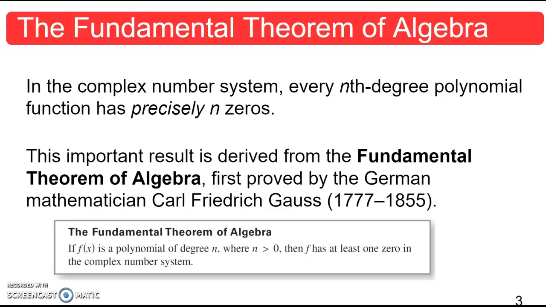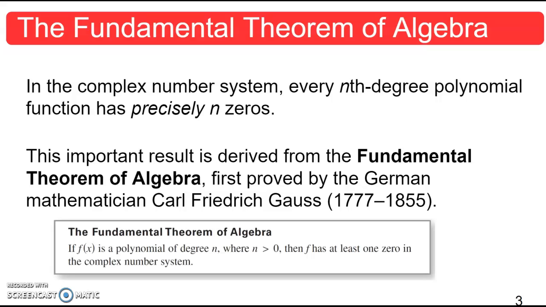We have seen a similar one like this in our notes from this chapter, but in our textbook, the fundamental theorem of algebra is defined as: if f of x is a polynomial of degree n, where n is greater than 0, then f has at least one zero in the complex number system. That can be confusing for students at times, but the key is that the degree n must be greater than 0, and then f is going to have at least one zero in the complex number system.